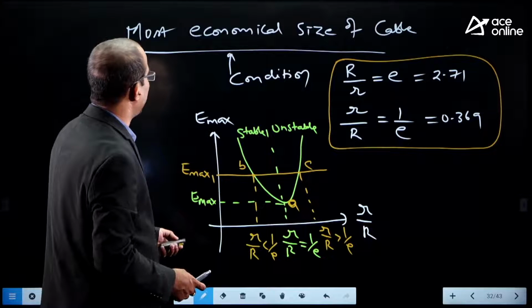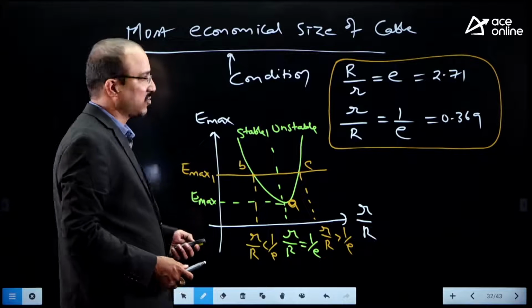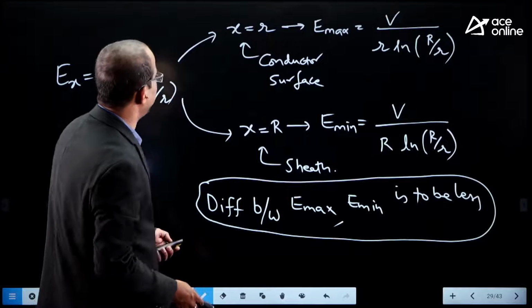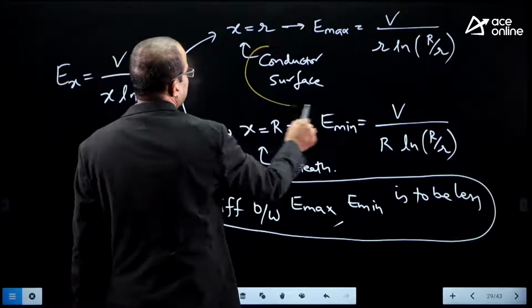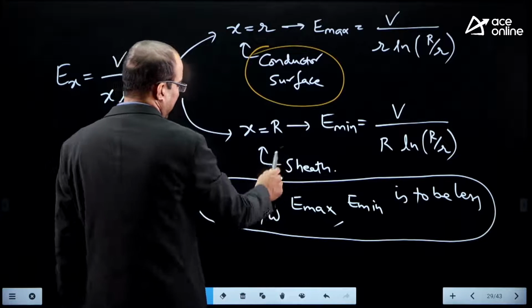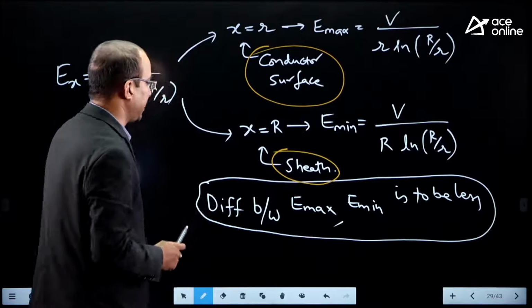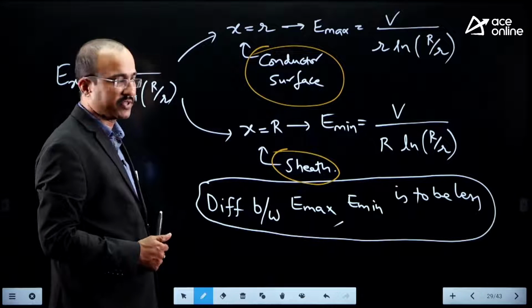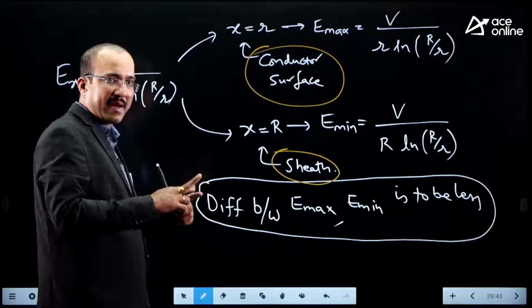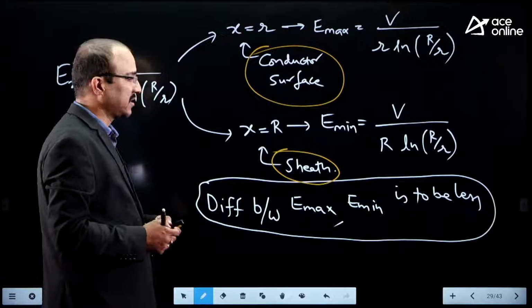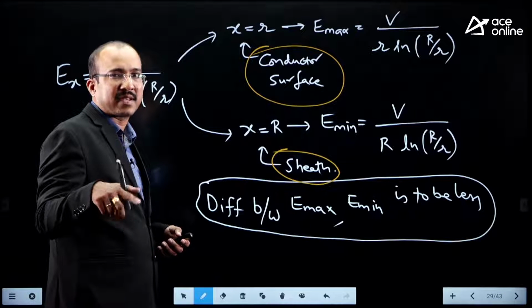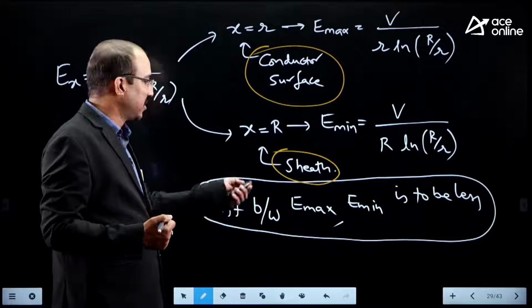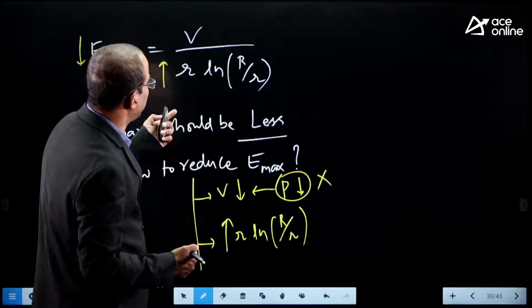So this is how we can calculate the electrostatic stress. Here the important point is electrostatic stress is maximum at the conductor surface and minimum at what? Sheath. The difference between E maximum and E minimum should be less. For that you need to reduce either E maximum or increase E minimum. So reducing E maximum is preferred.